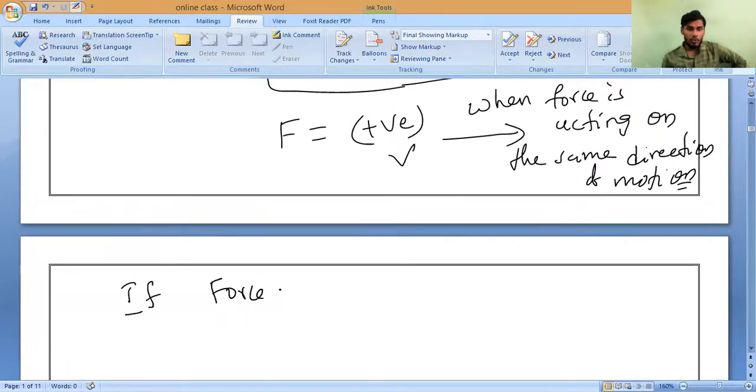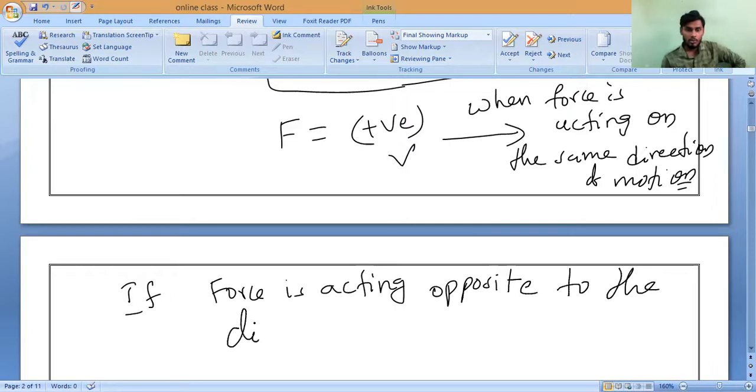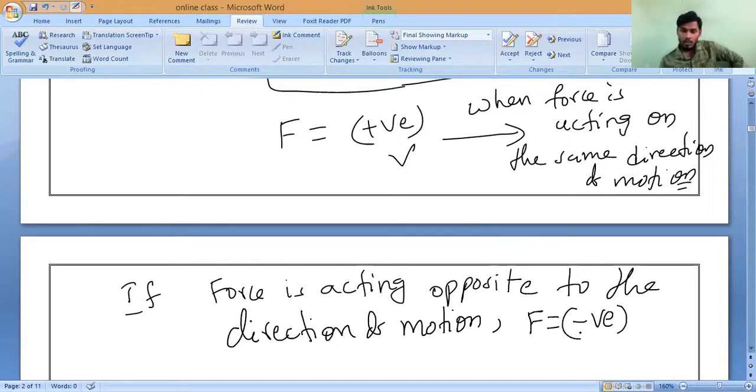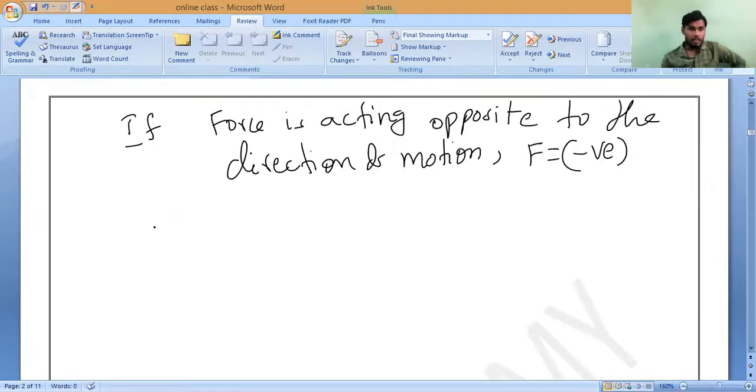Next, if force is acting opposite to the direction of motion, then I can say F is equal to negative. Do you understand all of you? Yes, sir. Sir, I am not understanding, I want an example.